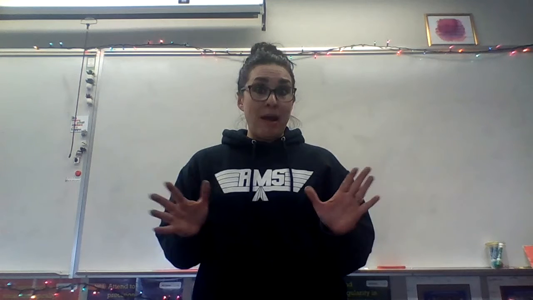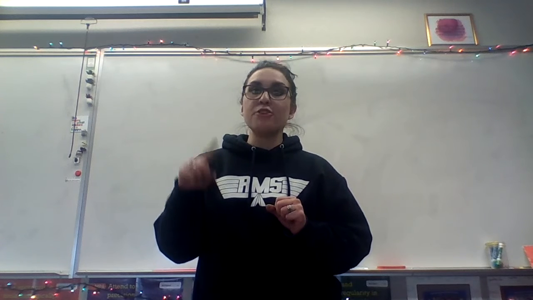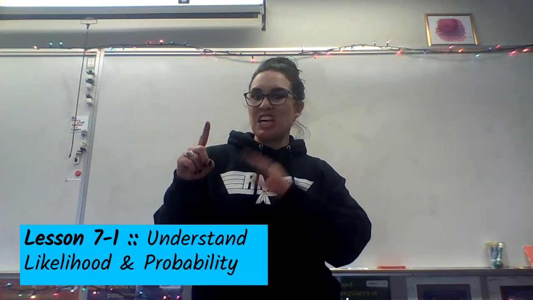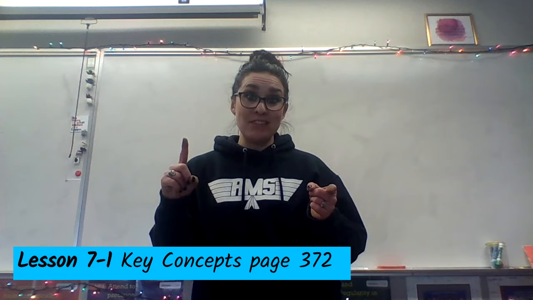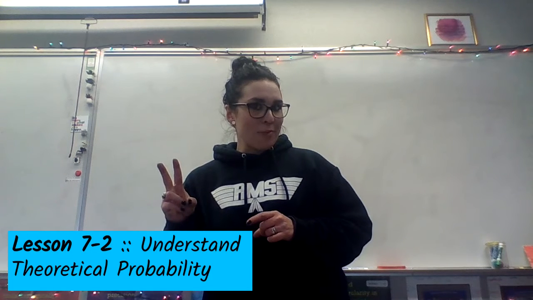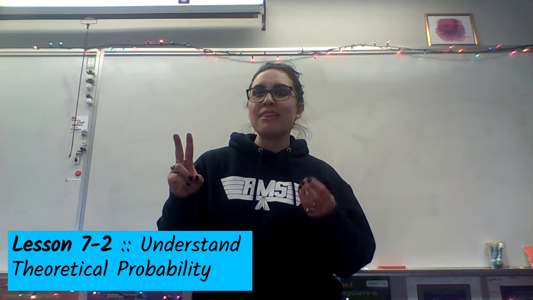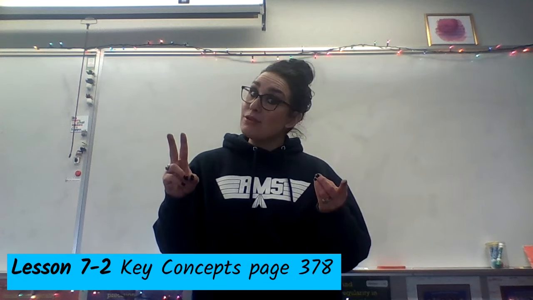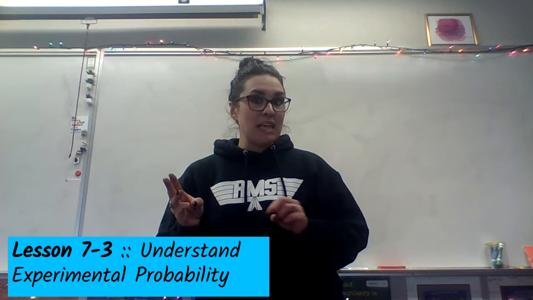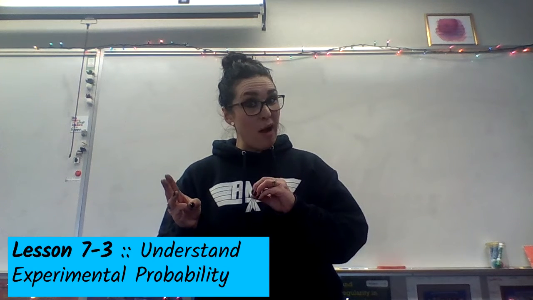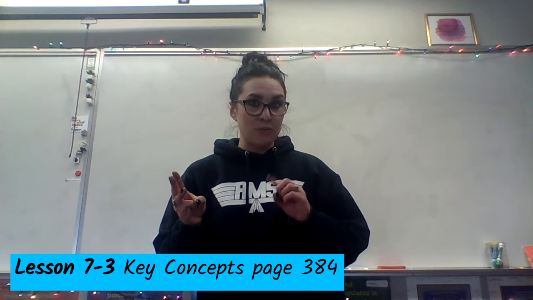I think you will. All right, my friends, there are really just 3 lessons in topic 7 that we're going to be focusing on. The first is lesson 7-1, which tells you what probability is. The key concepts for that lesson can be found on page 372. The second lesson is 7-2, which talks about a certain kind of probability called theoretical probability. Those key concepts can be found on page 378. Lastly, there is lesson 7-3, which talks about a different kind of probability called experimental probability. The key concepts for those can be found on page 384.